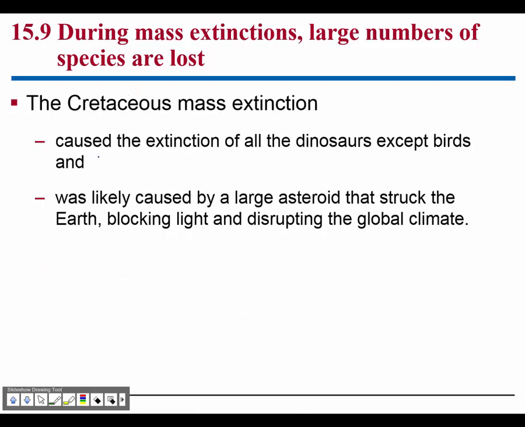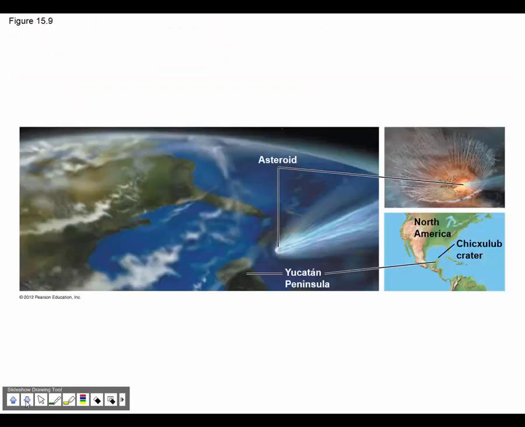The Cretaceous extinction killed all the dinosaurs except birds, and was probably caused by a large asteroid that caused global climate change, right? So here's your graphic, and they believe it hit near the Yucatan Peninsula. If that is correct, you would expect to see some sort of crater, and in fact they've looked at it, and there is a crater that matches an asteroid impact right there, and it matches the physical evidence you would expect to see.